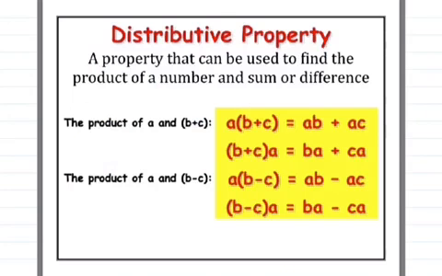So this is the actual, I guess, definition for this: a property that can be used to find the product of a number and the sum or difference. And the definition's good, but the examples are going to be more important. You'll see in just a second. If you look at some of these, they use some variables in their examples here, but you're going to see parentheses in distributive property, and you're actually going to take a value outside of the parentheses and then multiply it to the values inside when you use the distributive property.